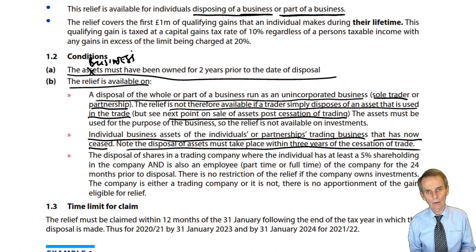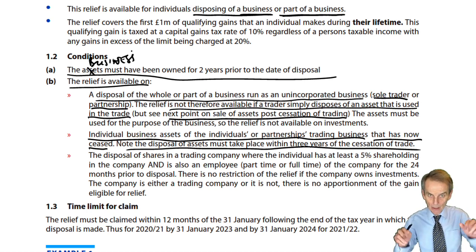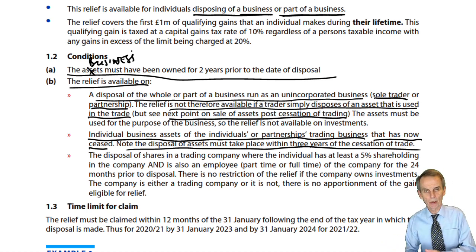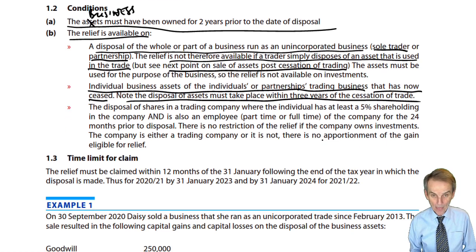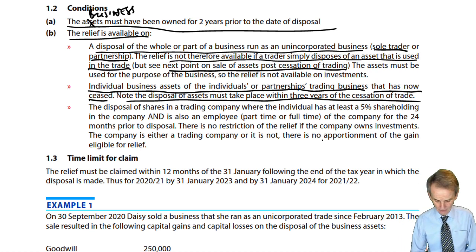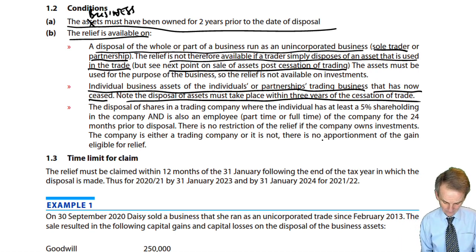So owners of unincorporated trades, whether outright as a sole trader or partly as a partner in a partnership, on the disposal of the business, yes, a 10% business asset disposal relief tax rate will be available to you. Again, though, the business has to have been owned by the individual for at least 2 years.